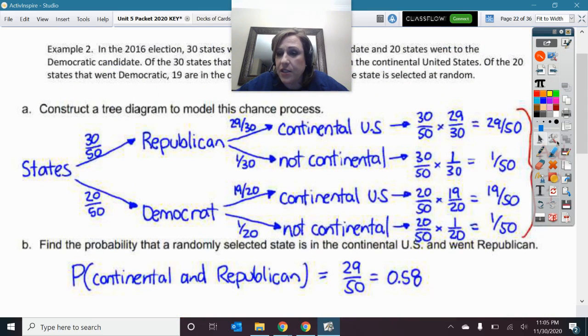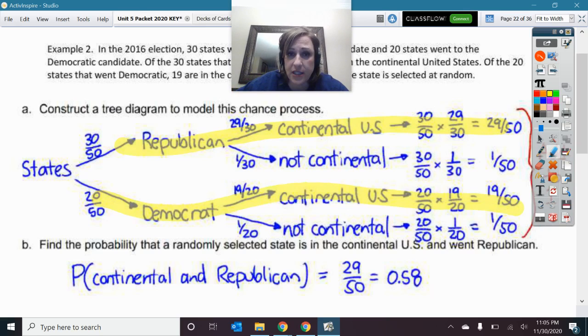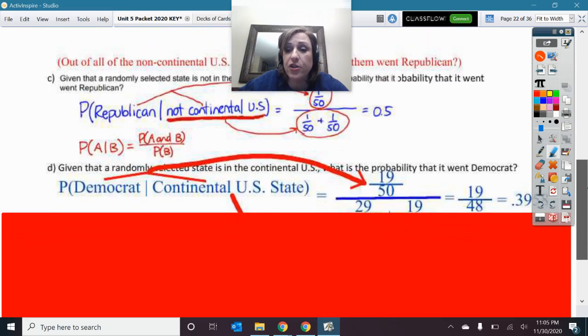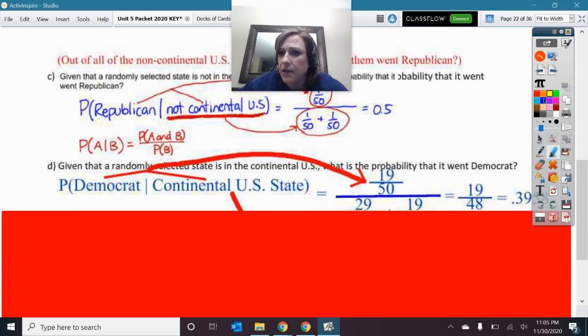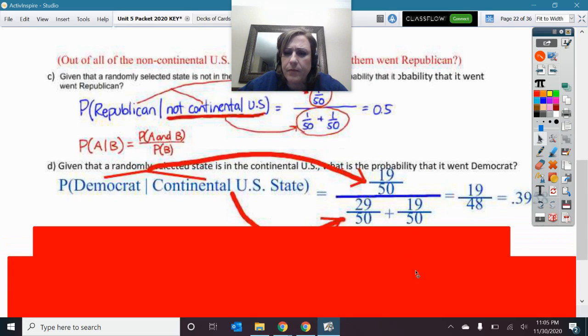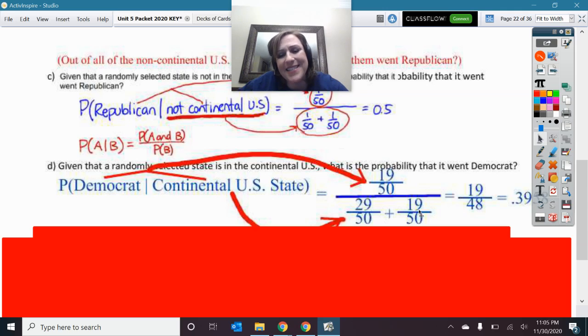So all of the continental United States was the Republican continental ones, the 29 out of 50, plus the Democrat continental U.S. ones. So we're going to add those: 29/50ths plus 19/50ths. So the denominator should be that. The 29 plus 19, so 48 over 50. Okay. And then the top part is, what is the Democrat continental U.S. portion?